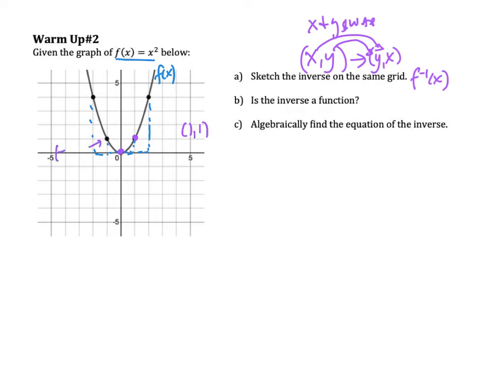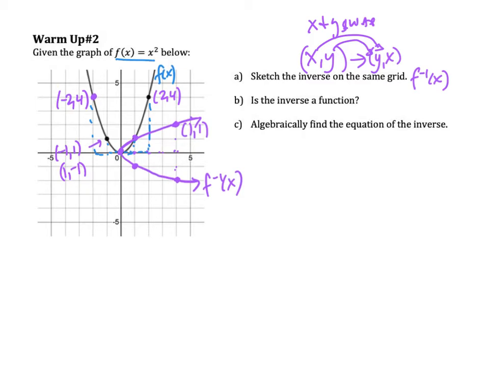This ordered pair is negative 1, 1. So when I swap, that becomes 1, negative 1. So I'm down here. This ordered pair is 2, 4. When I swap, it becomes 4, 2: 1, 2, 3, 4, over and 2 up. So it's up here. And then this ordered pair is negative 2, 4. So I go 1, 2, 3, 4, down 2. So when I graph, this purple graph is the inverse.